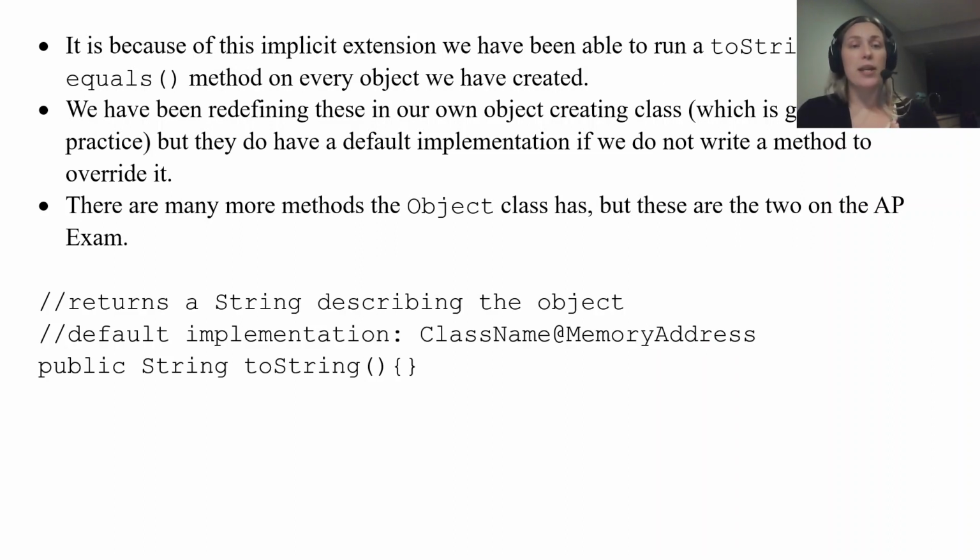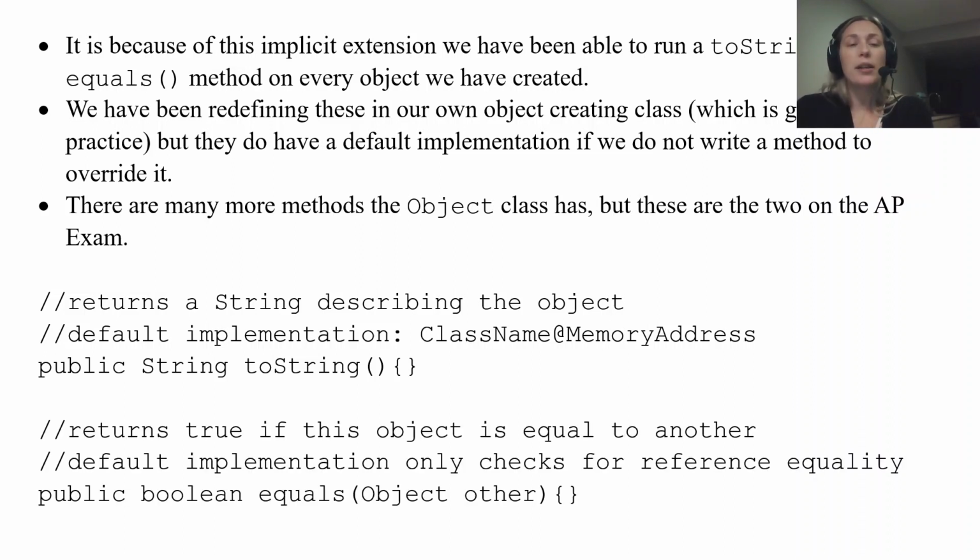So the toString method returns a string describing the object. Okay. The default implementation is a memory address. And you've seen it before if you haven't defined your toString method. It just looks weird. It's not useful to us, right? We don't care about the internal memory address of the object we're working with. So that's why we always redefine the toString method.